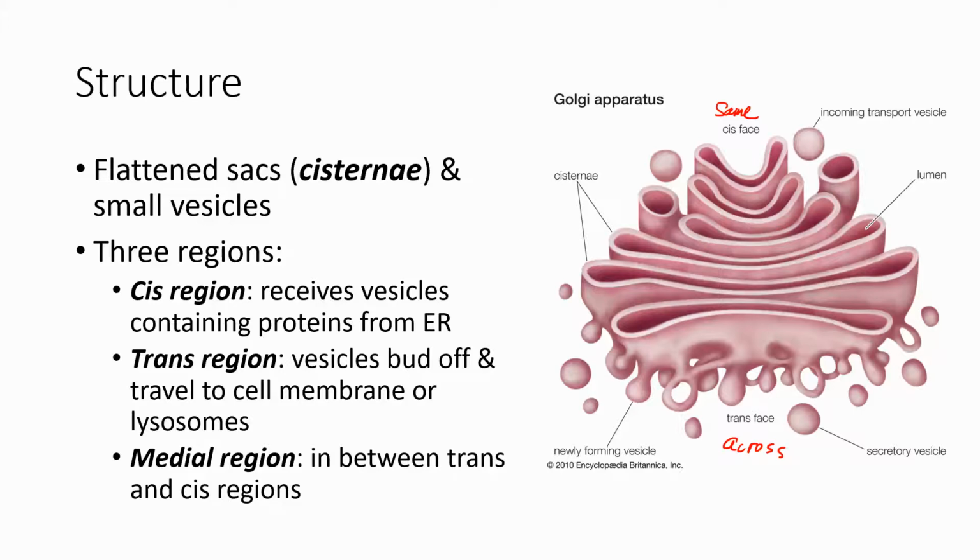So that's basically the cis face ends up being the input. So this is where proteins come in, and the trans face is the output. That's going to be the region where stuff is leaving the Golgi.